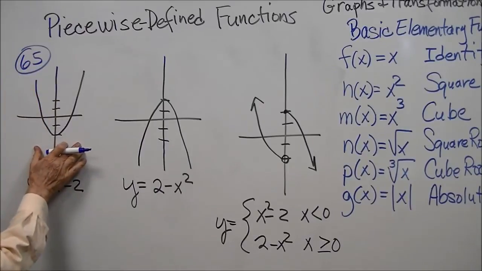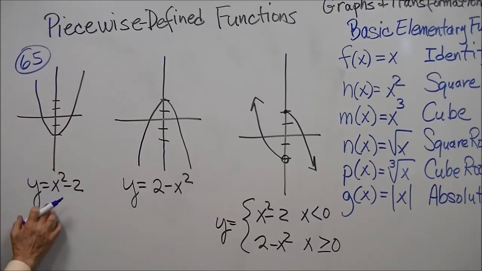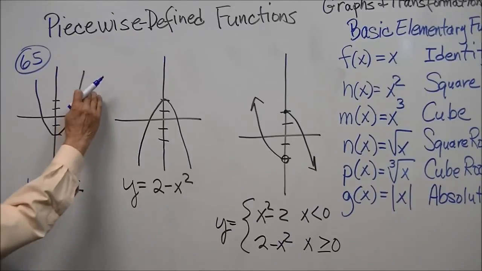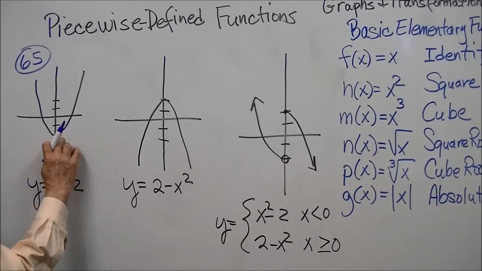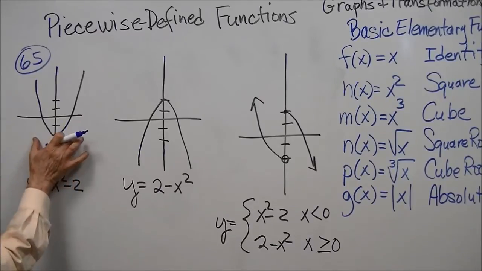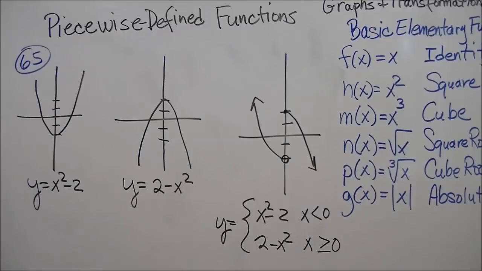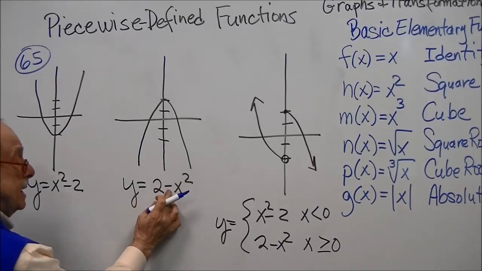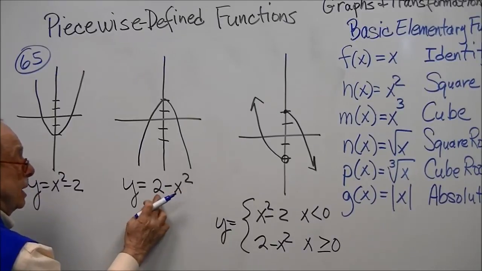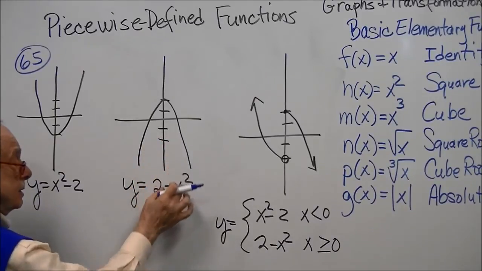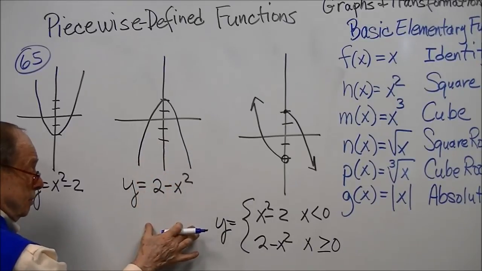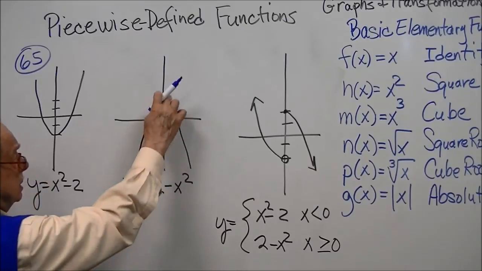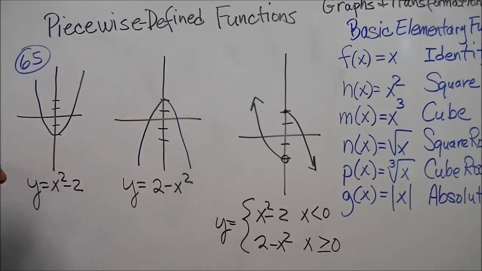Here is one that we see was y equals x squared minus 2. So this is going to shift downward to a negative 2. There's your standard parabola. Now this one is y equals, notice it's a negative x squared plus 2. So because of the negative, it's going to open downward, and it's going to peak at 2. So that's shifted upward from what we had before.